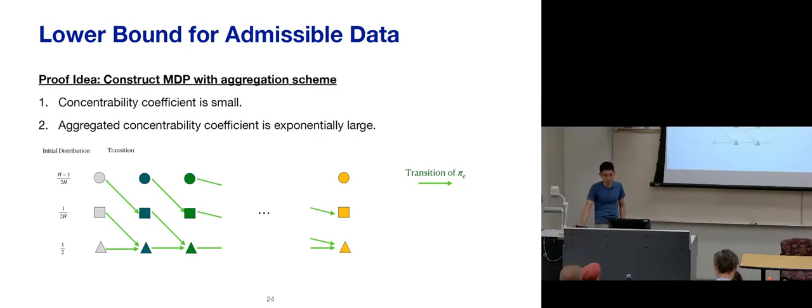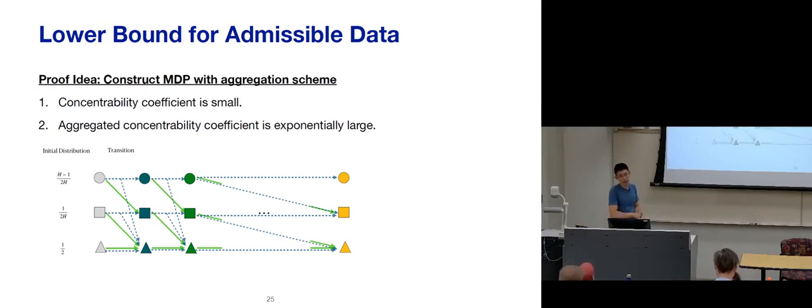Next we'll construct the transitions under the evaluation policy pi e. It always goes from the circle to the square and from the square to the triangle, and the triangle always goes to the triangle. So this MDP only has 2 actions: the first action is the dashed line, and the second action is the evaluation policy.